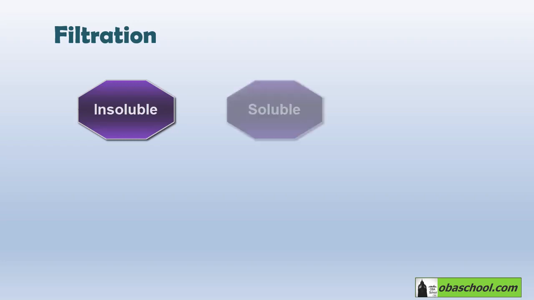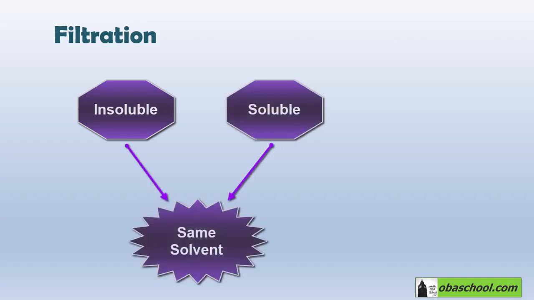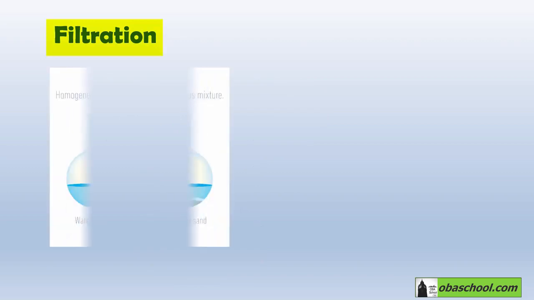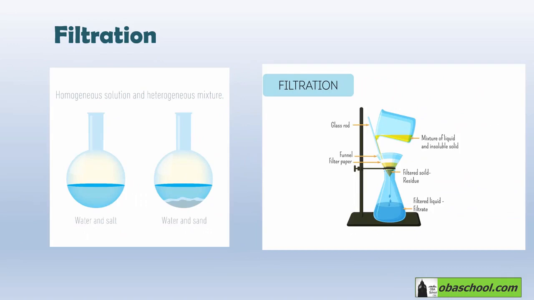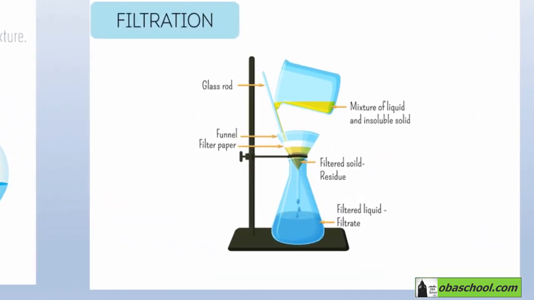So, when you have substances that are insoluble in a particular solvent and others that are soluble in the same solvent, you will use this technique. The simplest example in which you will use filtration is separating a mixture of sand, salt, which is NaCl, and water. So let's take a look now at the apparatus of the filtration technique.